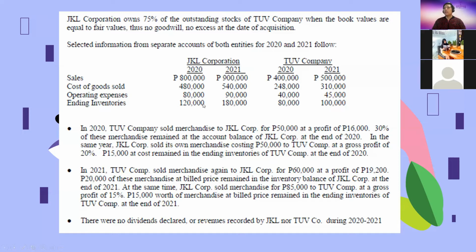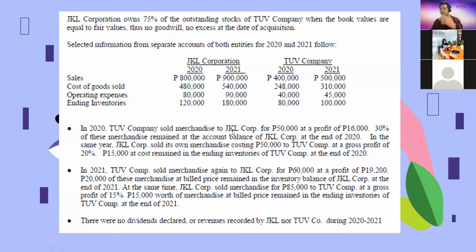Sabi natin, regardless kung intercompany o hindi, they're accounting for it separately in their own respective books, no? So therefore this ending inventories, combination yan. So yan talaga yung kung paano nire-record sa separate books, no? Now bullet number 1, sabi diyan, in 2020, TUB Company sold merchandise to JKL.